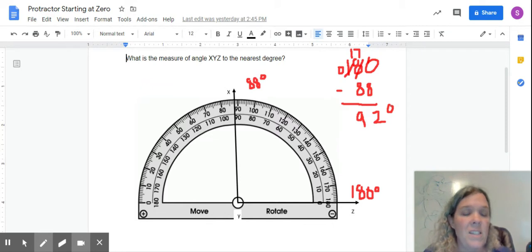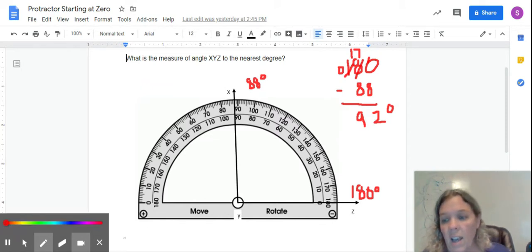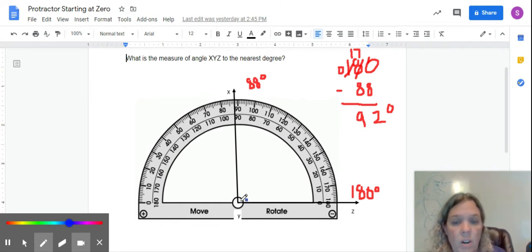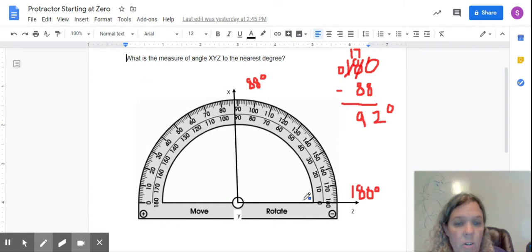Now we're going to use the inside scale so you can see how you come up with the same measurement, whether you use the inside or the outside. But once you decide on a scale, you have to stick to that scale. So this time I'm going to use the inside scale. So I'm going to start at Y, and I'm going to notice how the inside scale goes through 0. So I'm going to write a 0 here so I don't forget.